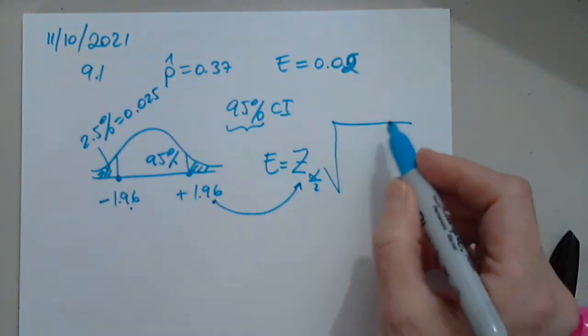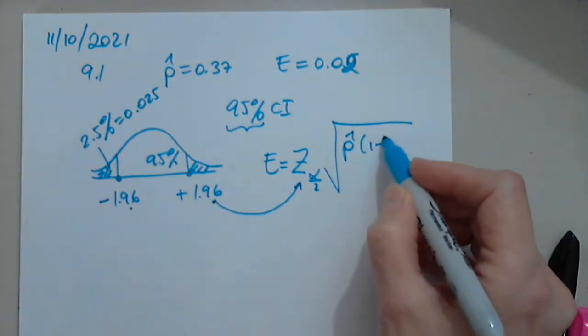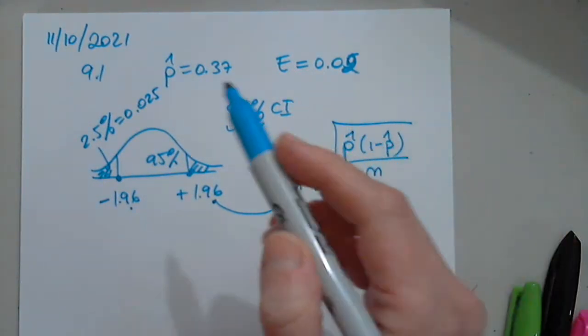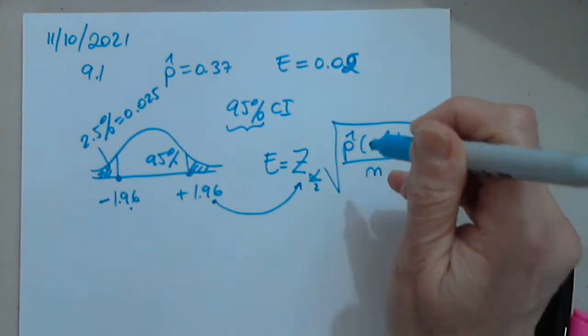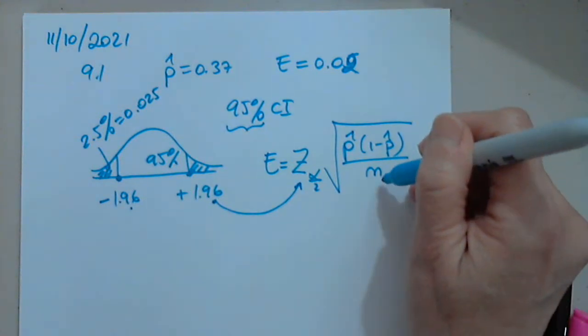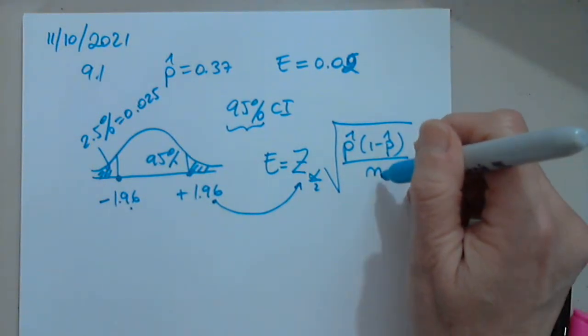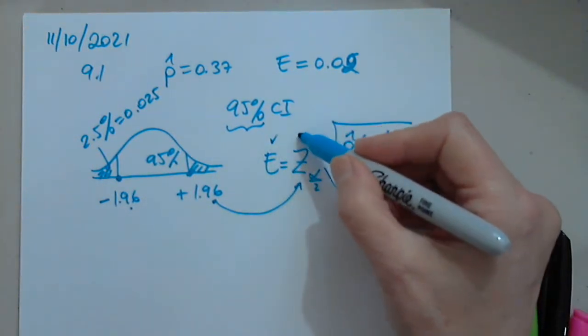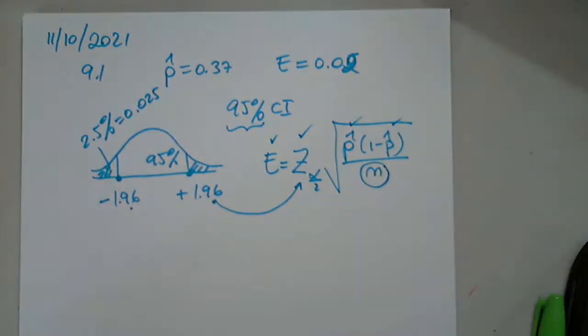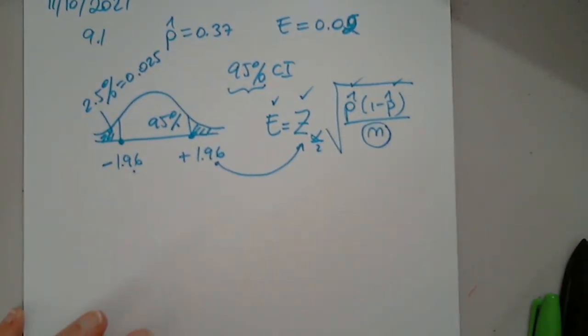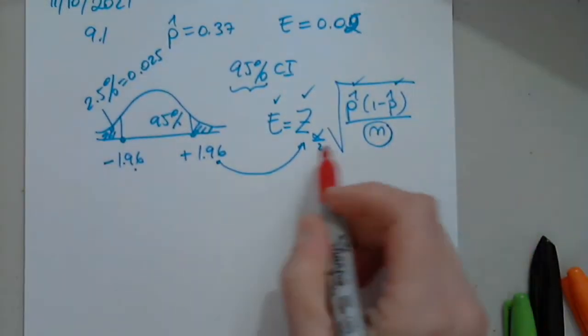And this is the square root of p hat times 1 minus p hat divided by n, where p hat is this. So this will be 0.37. This will be 1 minus 0.37, which is 0.63. And n is what we are trying to determine. We have this, we have this, we have this, we have this. What we don't have is n. Okay? Now we can go directly to the formula or just watch again how it's very easy.